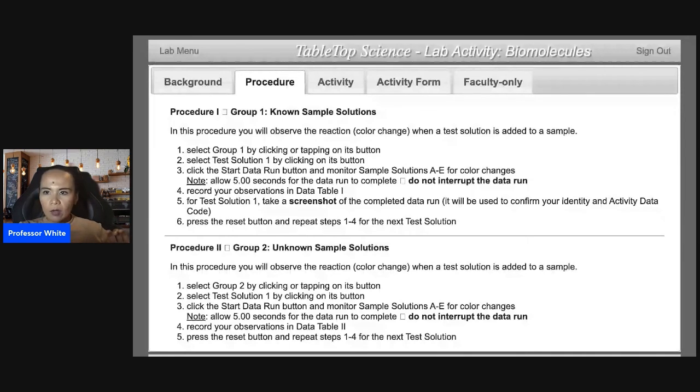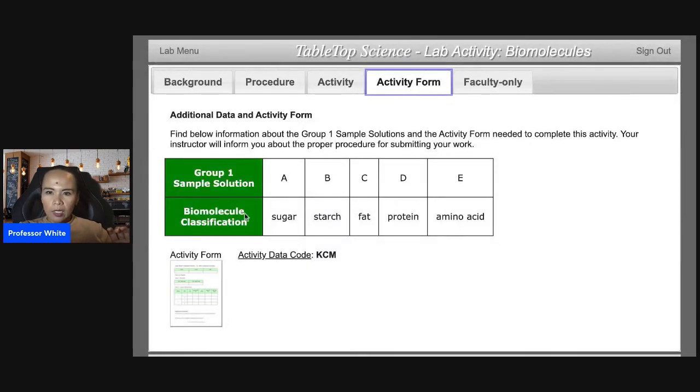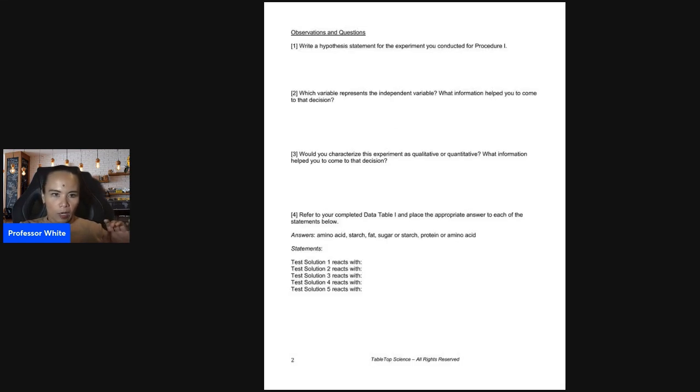Also, it is helpful for you to look here too, since we know that the group 1 sample solutions, A, B, C, D, E, are sugar, starch, fat, protein. So please make sure that you know this. I just wanted you to know about that. As you go through the questions, please read them. Make sure that the dependent and independent variables are clear for you, and also qualitative and quantitative when you answer the questions.